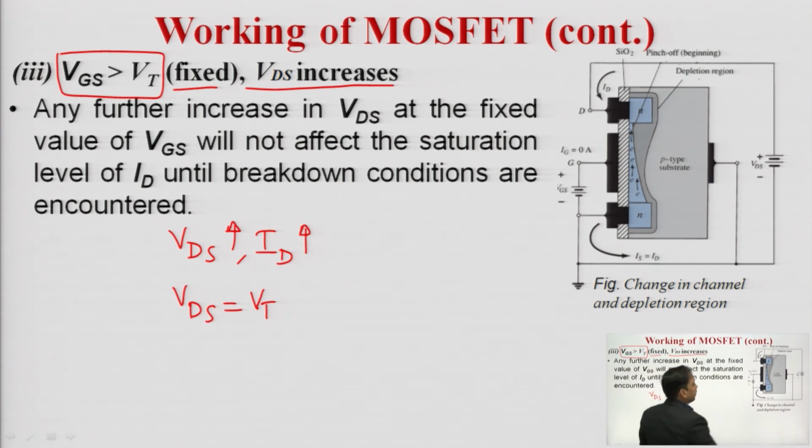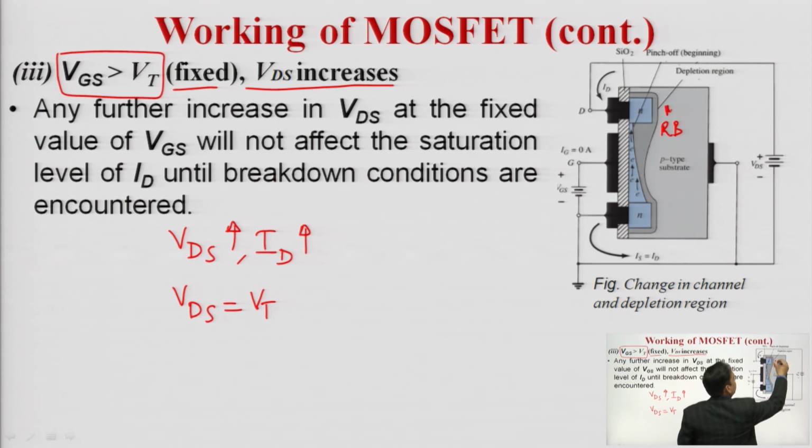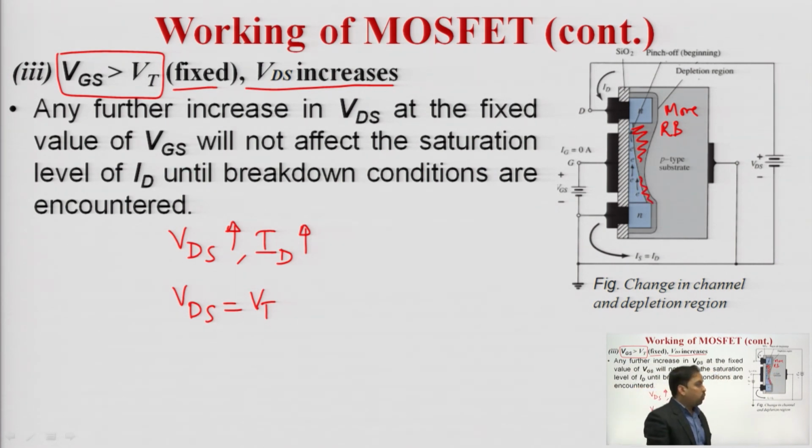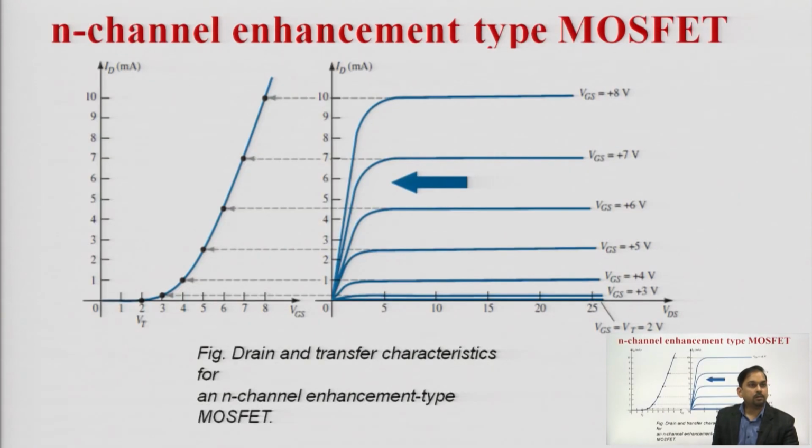Now, when VDS reaches a certain higher voltage, this upper area of the channel becomes more reverse biased than this lower region. So the depletion region which is formed will not be uniform throughout the channel, due to which the channel becomes tapered and the current becomes fixed. So this is when VGS is greater than VT.